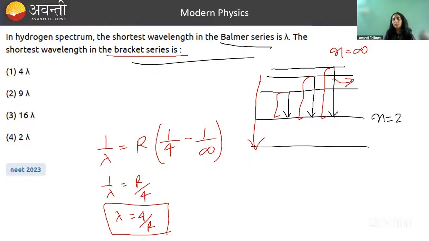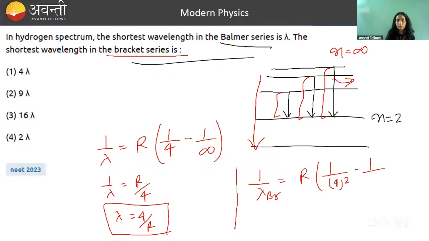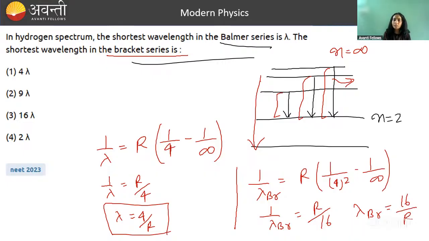And Brackett series में क्या होगा? Electron is transitioning from any higher orbit to n equal to 4. And in that case, shortest wavelength in case of Brackett series will be how much? It will be equal to R into 1 by 4 square minus 1 by infinity. ठीक है. So this is equal to 1 by lambda Br is equal to R by 16. So lambda Br is equal to 16 by R. And 4 by R is equal to lambda. So this is equal to 4 lambda. Done it? So correct answer will be this.